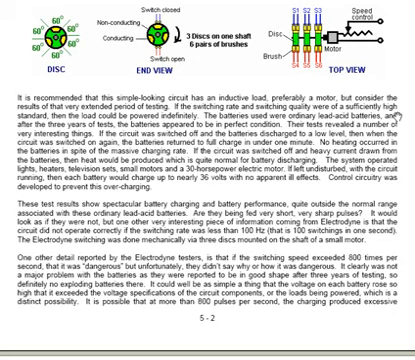If the circuit was switched off and the batteries discharged to a low level, then when the circuit was switched on again, the batteries returned to a full charge in under 1 minute. No heating occurred in the batteries in spite of the massive charging rate. If the circuit was switched off and heavy current drawn from the batteries, then heat would be generated, which is quite normal for battery discharging. The system operated lights, heaters, television sets, small motors, and a 30 horsepower electric motor.